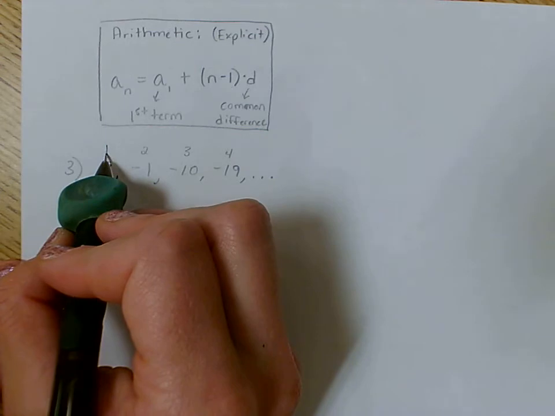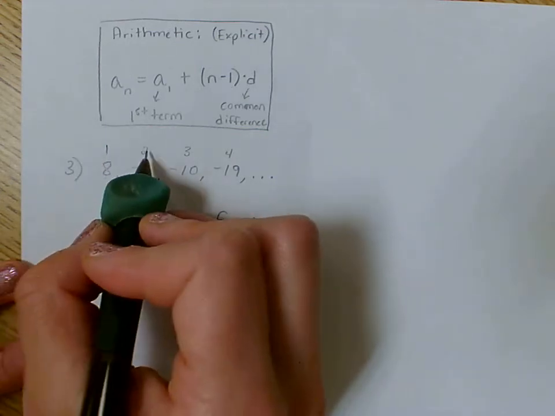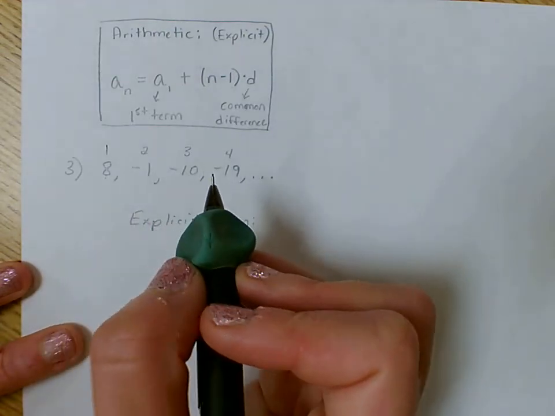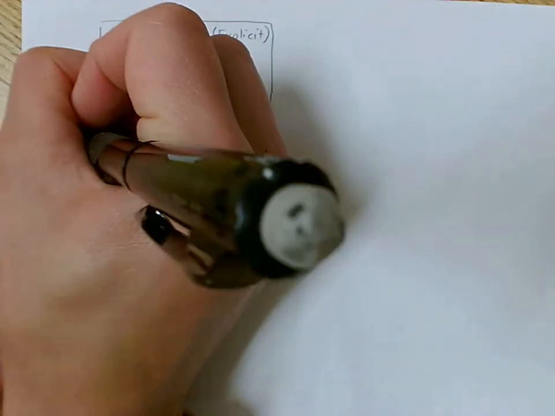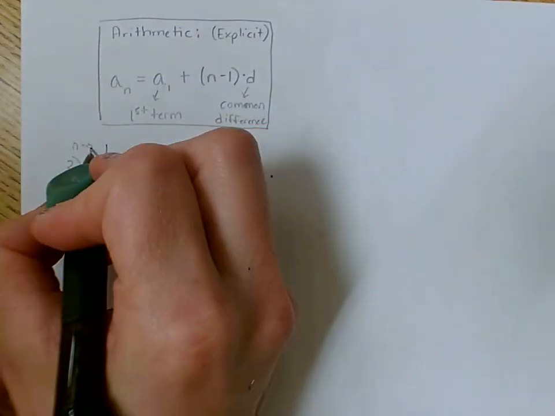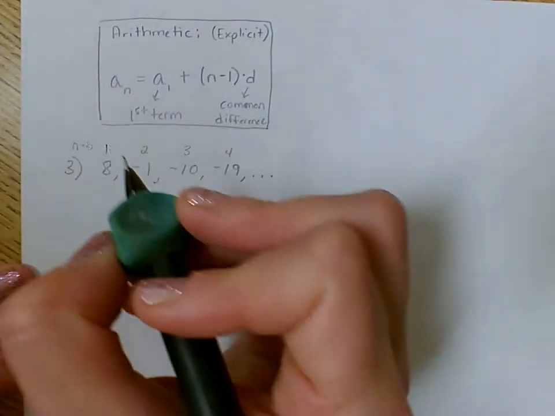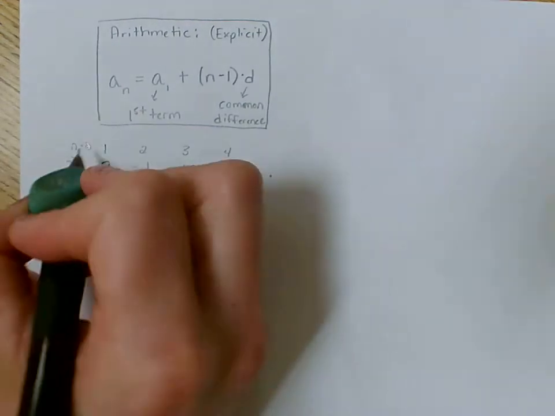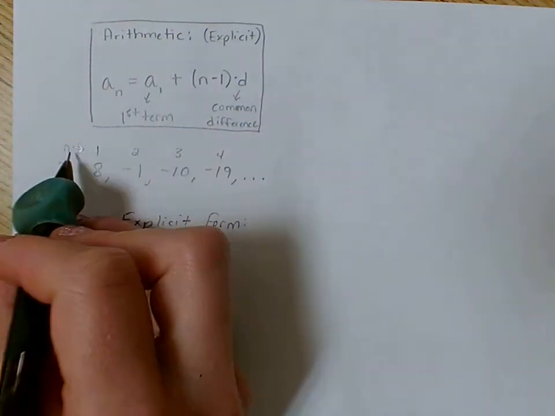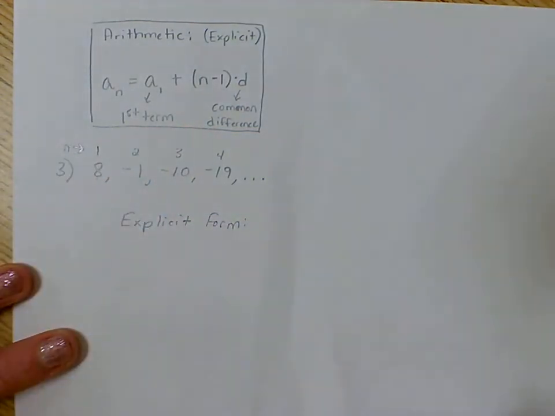So like whatever I do to this one to get 8 has to be the same thing that I do here to get negative 1, here to get negative 10, so on and so forth. And so there's going to be some of you that will be able to think through that and figure out the equation just by thinking through it. But if that doesn't work, then you have a backup, okay? So if that doesn't work, and that's the end, so that's why I wrote the end there.